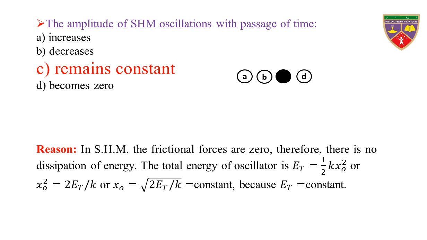Reason. In simple harmonic motion, the frictional forces are 0. Therefore, there is no dissipation of energy. The total energy of oscillation is Et is equal to 1 by 2 k x naught square, where k is the spring constant, x naught is the amplitude, or x naught square is equal to 2 Et divided by k, or we can write this as x naught is equal to the square root of 2 Et divided by k, which is equal to constant, because the total energy is constant and k is constant. Hence, the amplitude of oscillations remains constant.